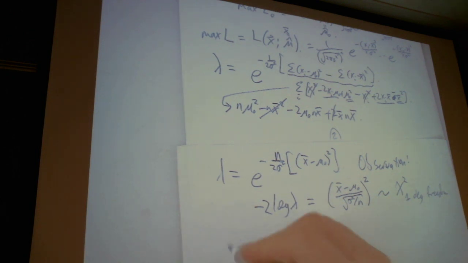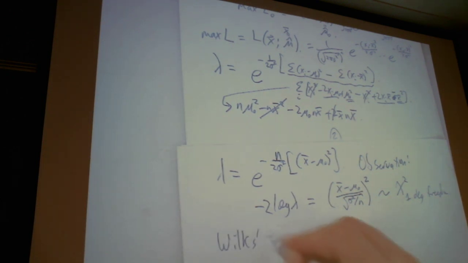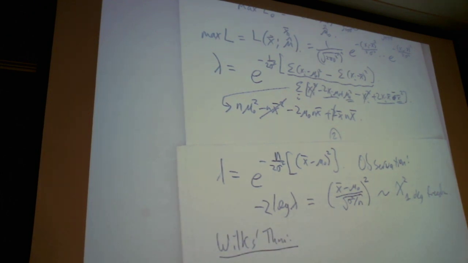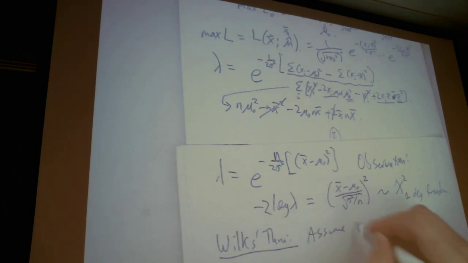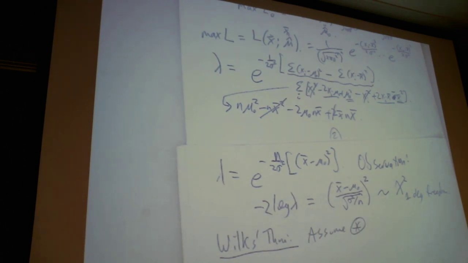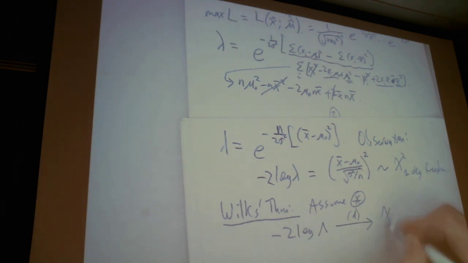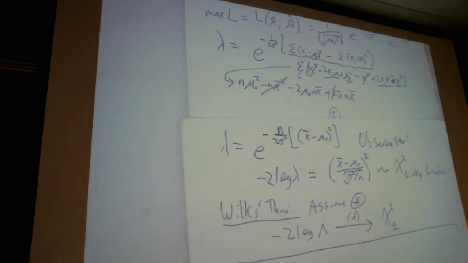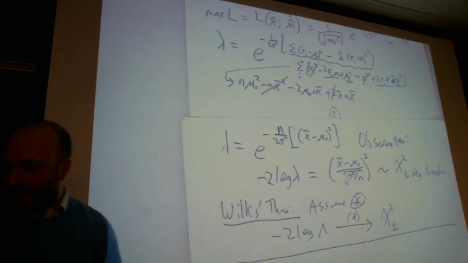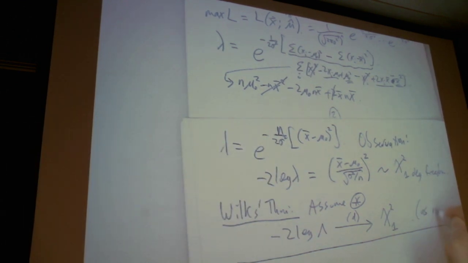Deep theorem of Wilks: there are lots of conditions that we will not talk about. So there are a lot of assumptions that have to happen, but negative 2 log lambda as a random variable converges in distribution to a chi-squared with 1 degree of freedom. Here it's on the nose, a chi-squared with 1 degree of freedom. We didn't need to take a limit. This limit is as n goes to infinity, as the number of observations goes to infinity.